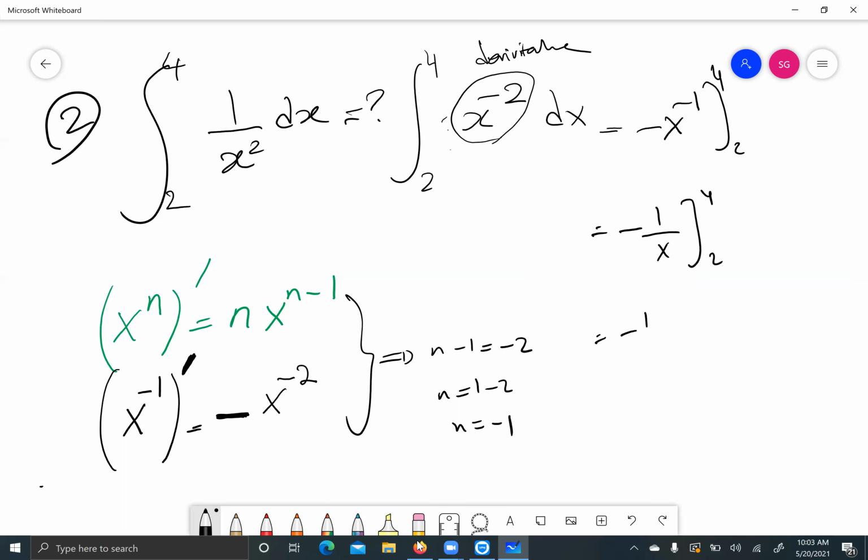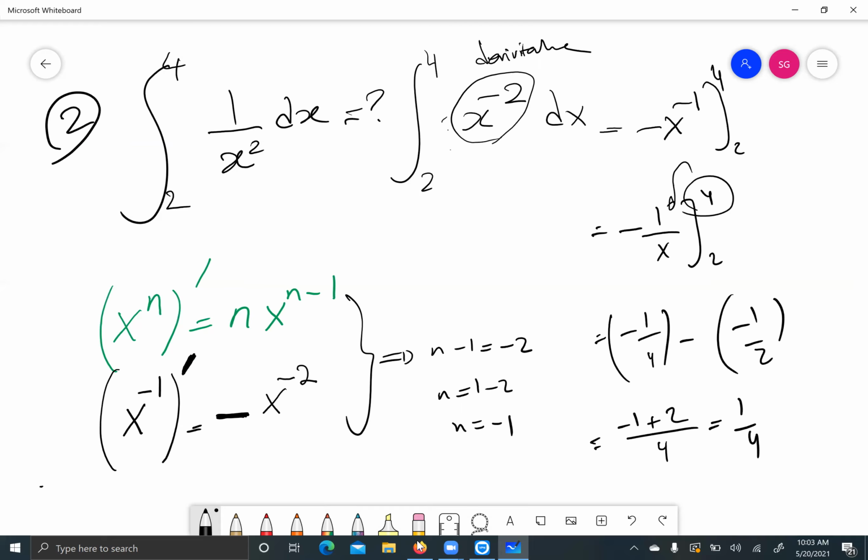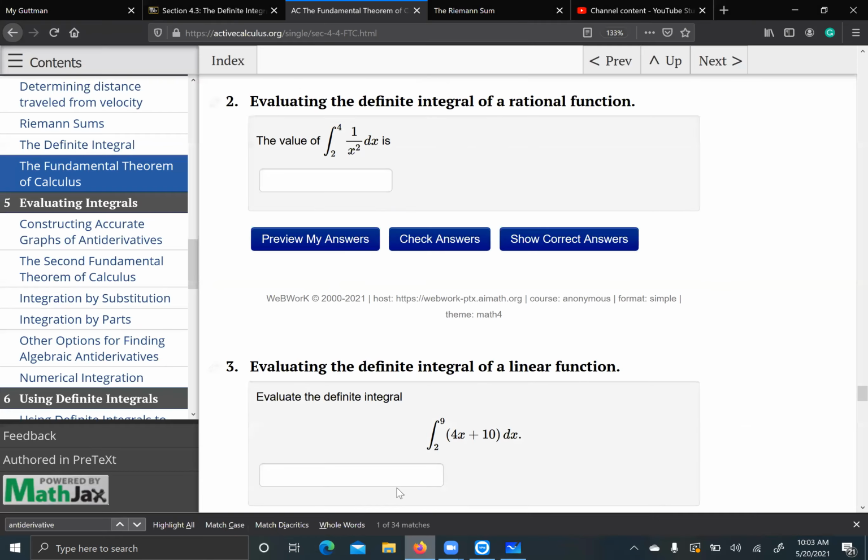So negative 1 over, first we substitute the top limit 4: negative 1/4 minus negative 1/2, and then you simplify this. So it's going to be, over 4, negative 1 plus 2, so it's going to be 1/4. Okay? So I think this is going to be 1/4.